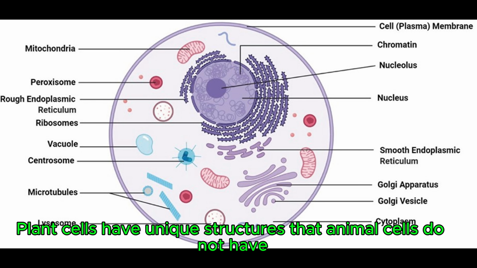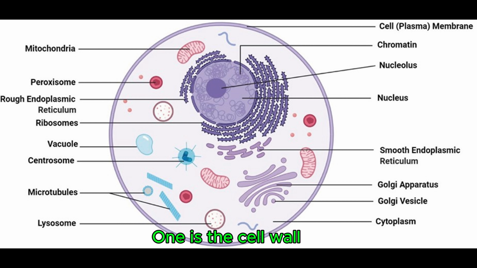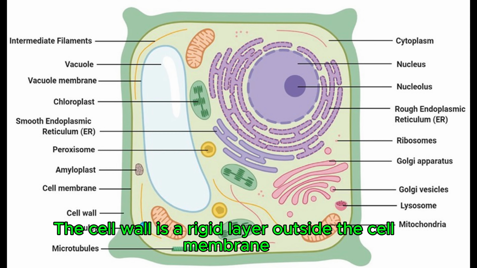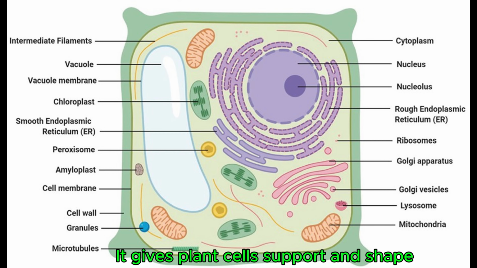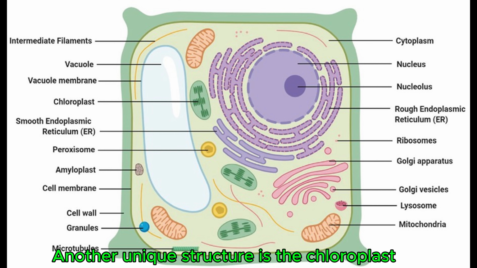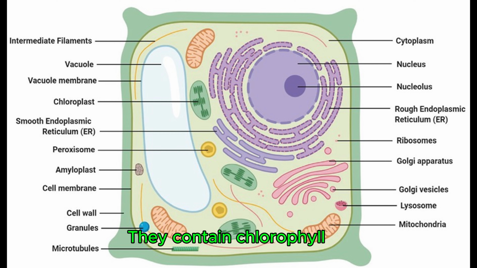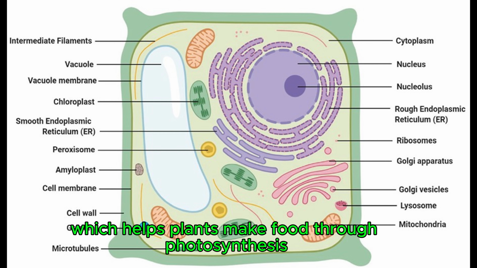Plant cells have unique structures that animal cells do not have. One is the cell wall. The cell wall is a rigid layer outside the cell membrane. It gives plant cells support and shape. Another unique structure is the chloroplast. Chloroplasts are found in green parts of plants, like leaves. They contain chlorophyll, which helps plants make food through photosynthesis.